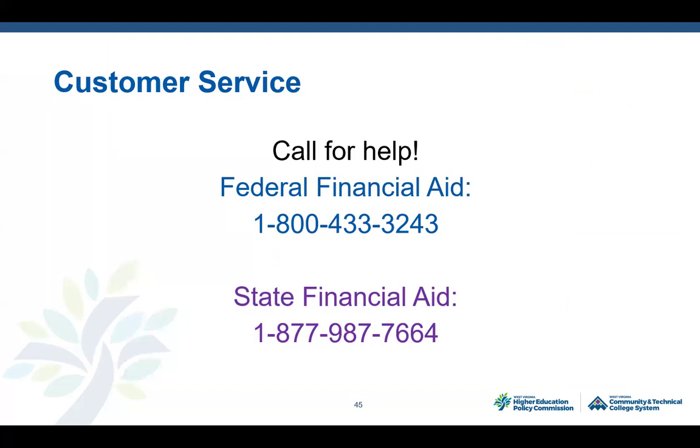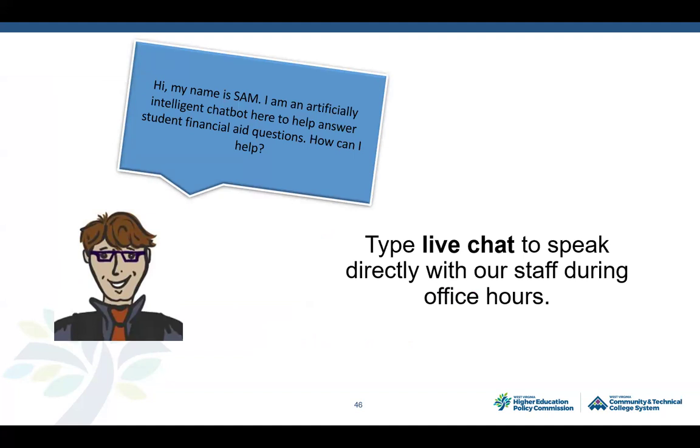If you need assistance, you can contact the federal government at 1-800-433-3243 if you have questions on the FAFSA or creating the studentaid.gov or FSA ID account. If you have questions about the financial aid process, you can also contact us here at the state at 1-877-987-7664 and we'll be happy to help you through the financial aid process. If you have questions on our website and the communications that we send, there's a chat bot that you can click on in order to ask your questions, or during our office hours, you can live chat with our staff in order to get your questions answered.